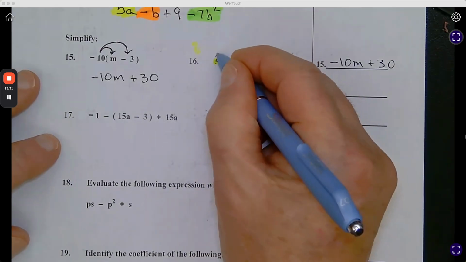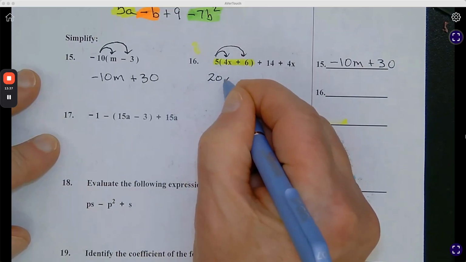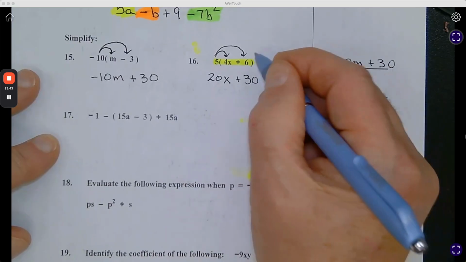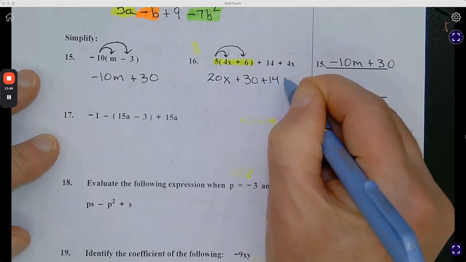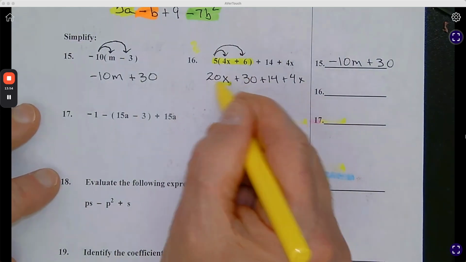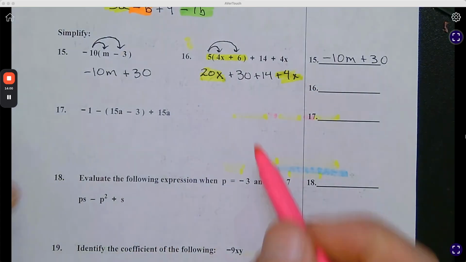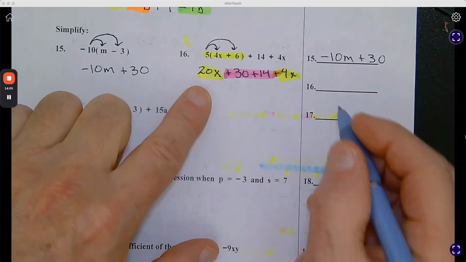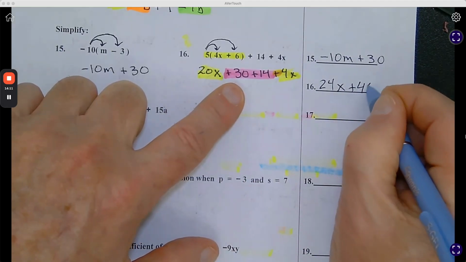Distribute the 5 through. So 5 times 4 and 5 times 6. 5 times 4 is 20, category X. 5 times 6 is 30. And now you just keep writing the rest. When the parenthesis ends, the distribution ends. Now that I've performed my multiplication, I can perform all my addition. That term is like that term. And these two terms are like. All right. 20 plus 4 is 24. 30 plus 14 is 44.